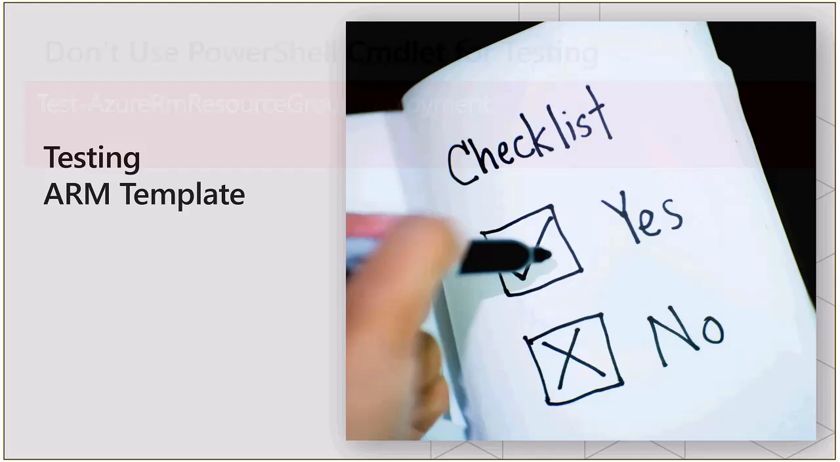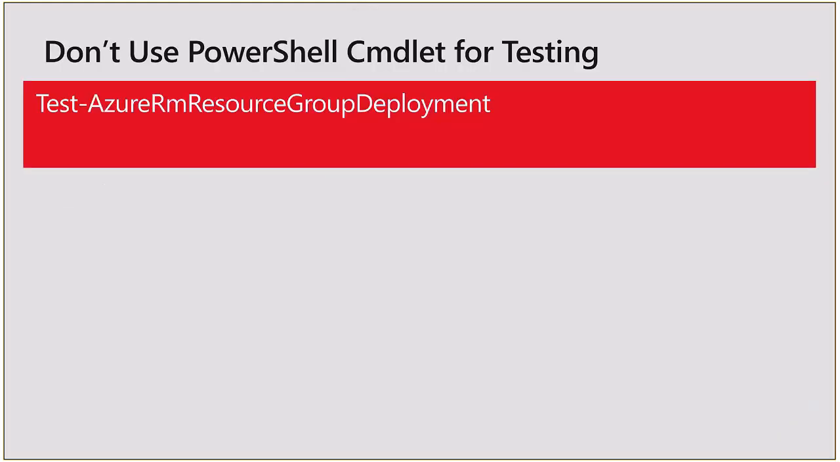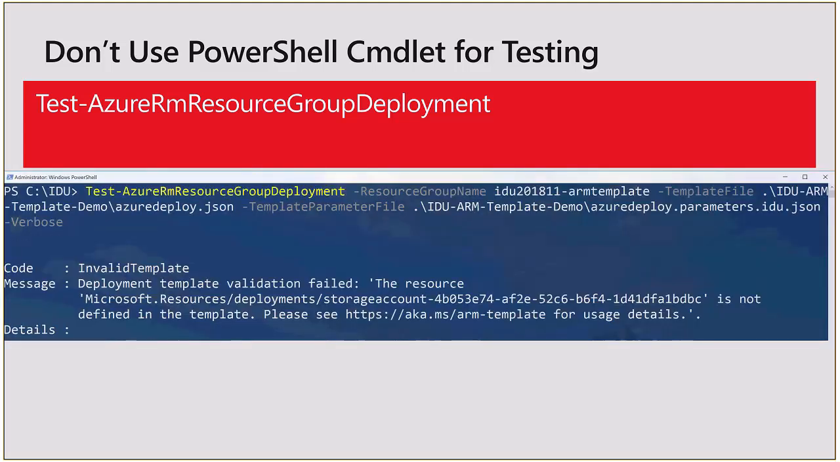It's called Test-AzResourceGroupDeployment. This is good, but only if the template is invalid. If the ARM template is invalid, it returns an error message like this. So this is all about ARM template validation itself. But if the template is valid, it actually returns nothing.